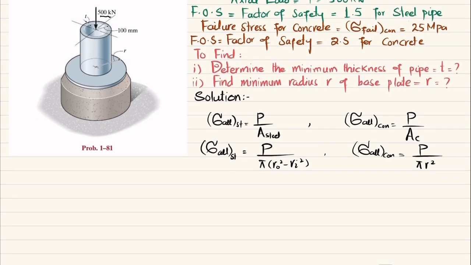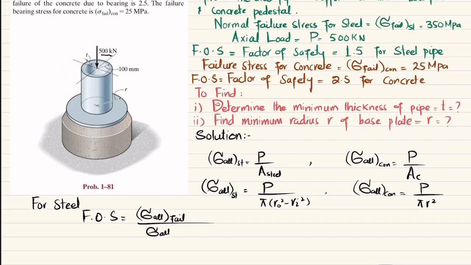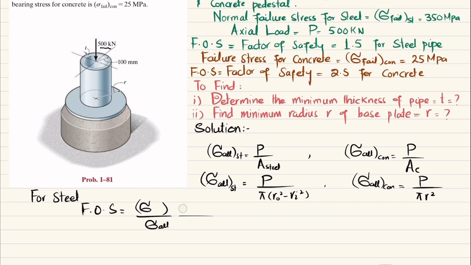Now we will calculate this allowable stress in steel and allowable stress in concrete. So first I will calculate for steel. For steel, we know that factor of safety is equal to failure stress divided by allowable stress, working. Let me correct it: failure stress in steel divided by allowable stress in steel. So the factor of safety for steel is given as 1.5, and we are finding allowable stress. So the allowable stress in steel, which is allowed and will be safe, will be equal to failure stress in steel divided by factor of safety, and that will be equal to 350 megapascal divided by 1.5.